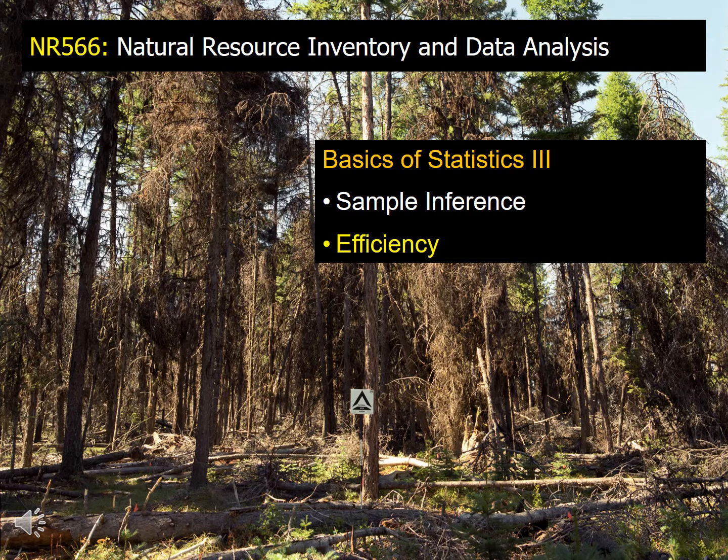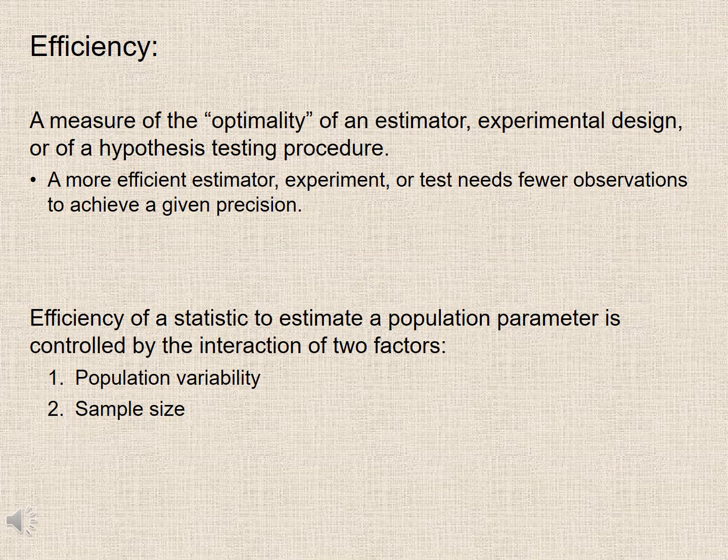Now let's look at what we mean by efficiency in sampling and the things that impact the efficiency of our sampling design. Efficiency is a measure of the optimality of an estimator, experimental design, or of a hypothesis testing procedure. A more efficient estimator, experiment, or test needs fewer observations to achieve a given precision.